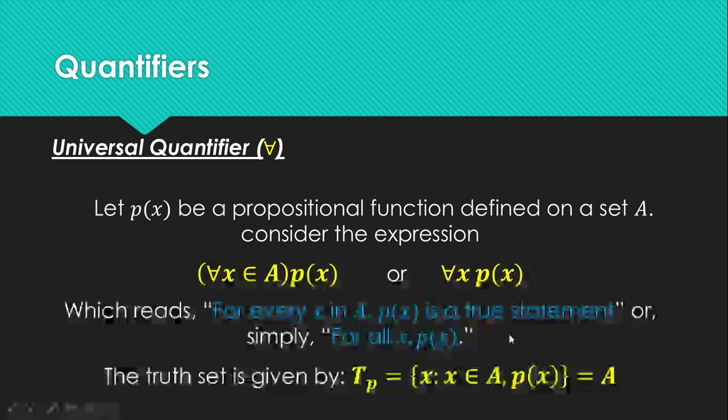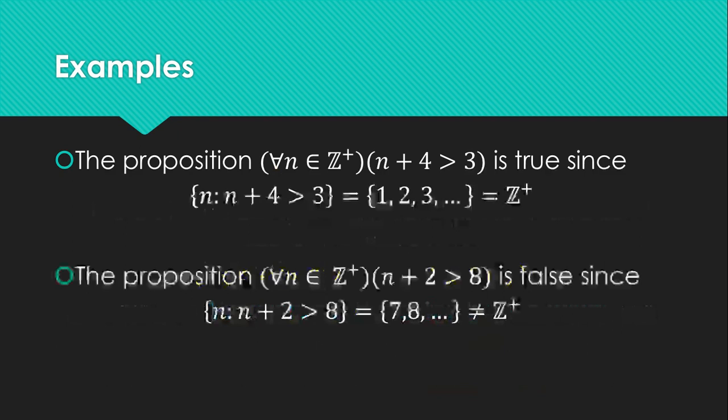Now, in the previous video, we talked about the truth set. For a statement or propositional function which has a universal quantifier, its truth set is given by T_p such that x should be an element of the given set A where p(x) should be true, and it should be equal to the set itself. Okay? Now, let's show some examples.